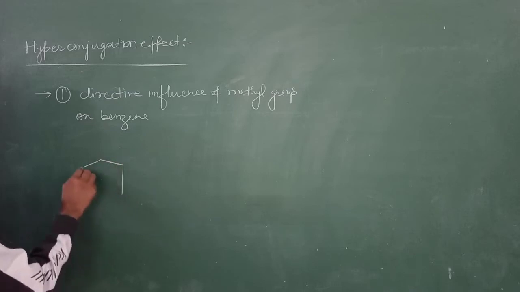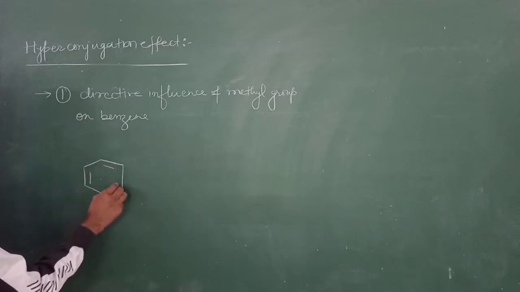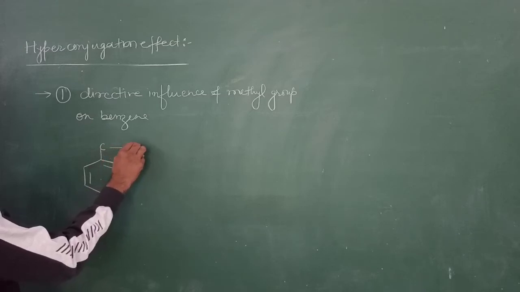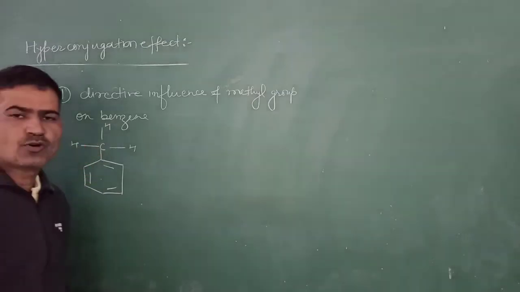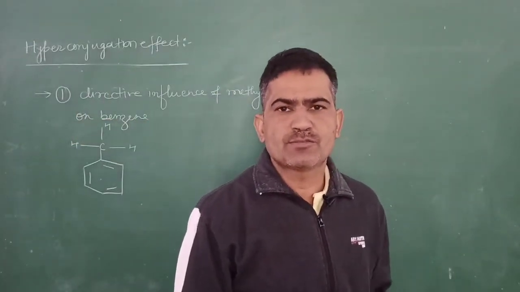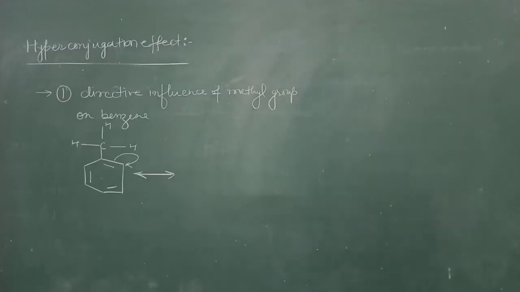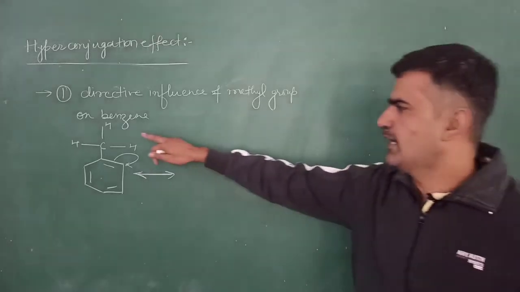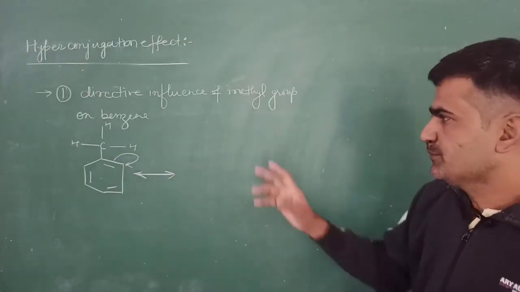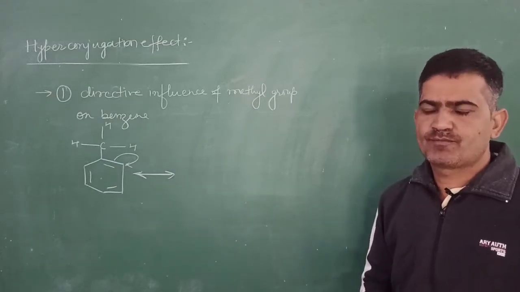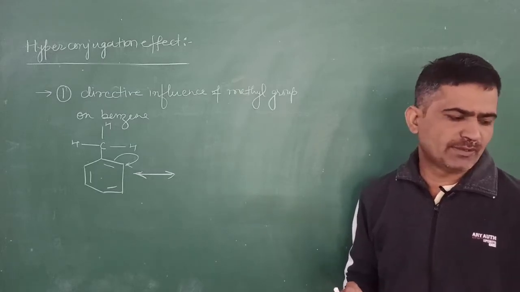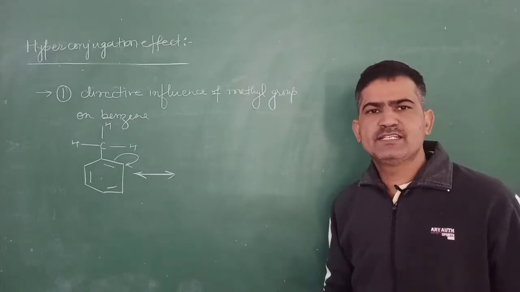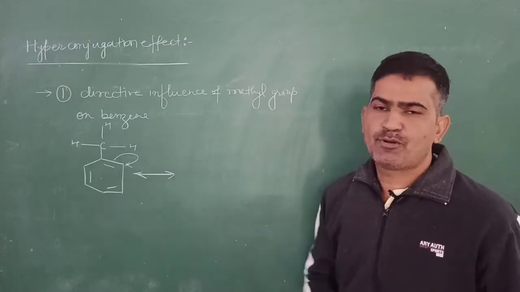Let us take a structure. This is a benzene with a methyl group attached to it. Now this methyl group is ortho-para-directing in nature. Students, we can explain the directive influence of this alkyl group on this benzene ring. This methyl group directs the incoming electrophiles to the ortho and para positions, because it increases the electron density on the ortho and para positions, and this electron density is increased by the hyperconjugation effect.